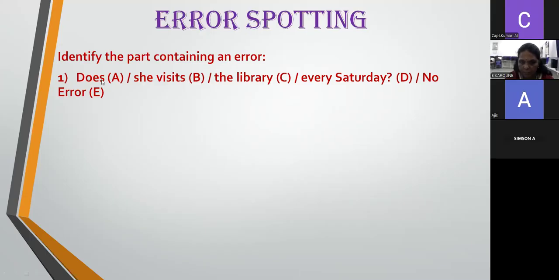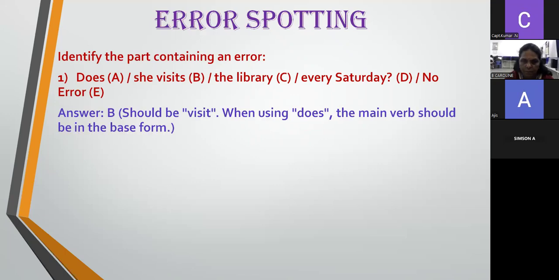Already they are using the S form of the do verb. So again, this main verb should not be in S form. It should be in the original form, that is visit. Another thing I would like to tell: in any sentence or any question, when there is a do verb, the main verb will always be in the original form or the present form. So that's why this should be visit. So the error is in B.